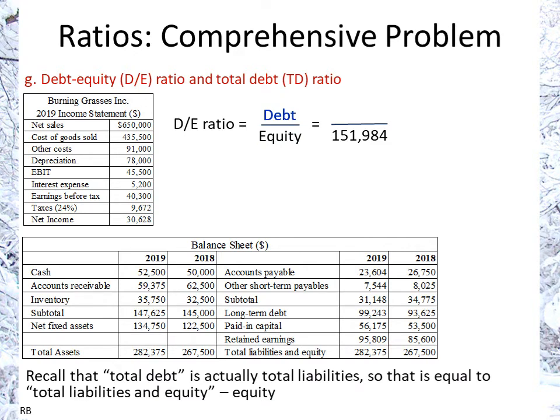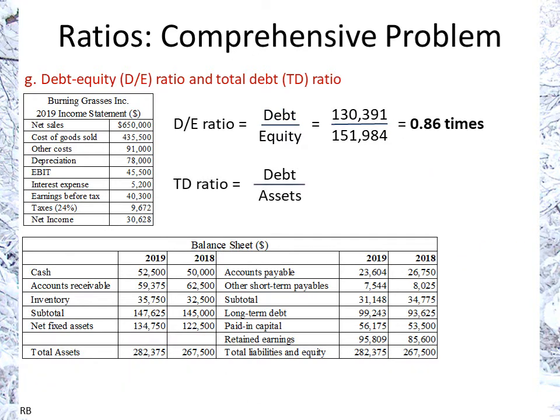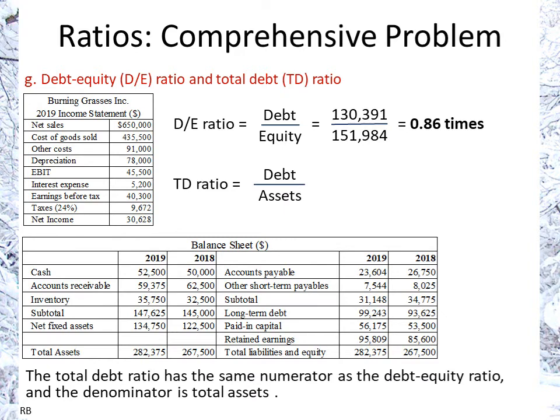And the debt is total liabilities, as I mentioned. So all we do is we take the total liabilities and equity and subtract equity from that. So that's the 282,000 minus 151. So that's what we put in for the numerator. Now the total debt ratio takes debt over assets. Again, that's going to be total liabilities over assets. So the only thing that changes is the denominator, which is the total assets, or total liabilities plus equity, and that gives us 0.46.